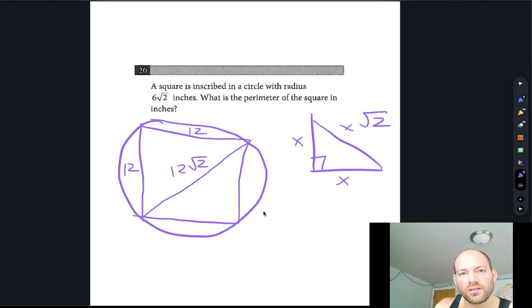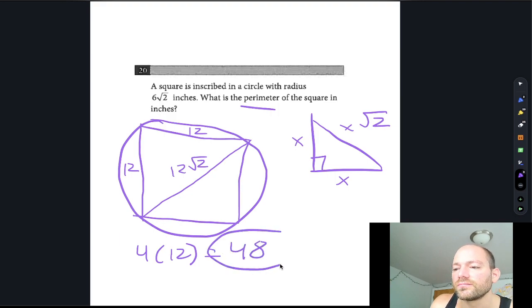So what's the perimeter? Remember, not area. They could have asked for area. We've got to be careful. What's the perimeter? 4 times 12. 12 plus 12 plus 12 plus 12. 48. This one was a bit more chill than that previous one.